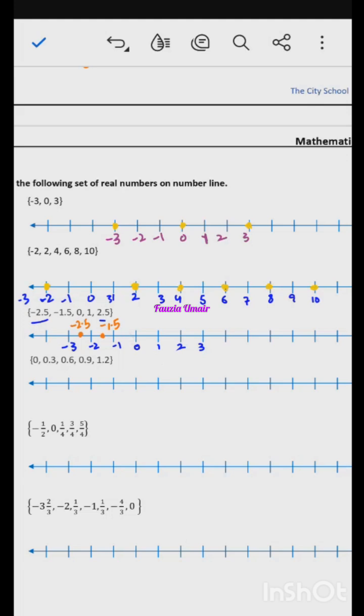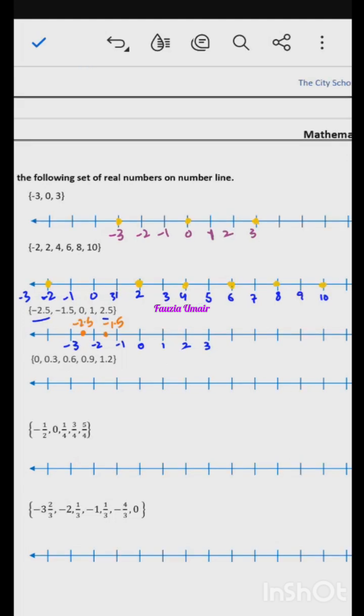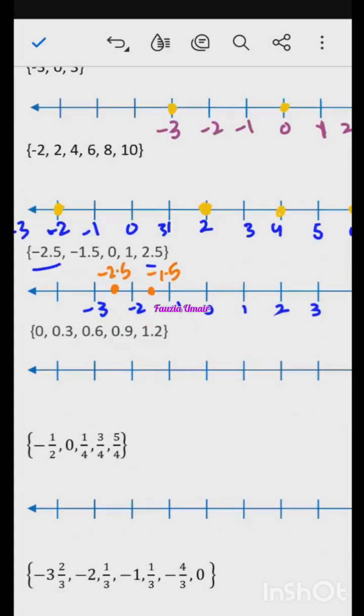Let me zoom in, I hope you can see it on your screen. Then next is 0, right? Can you see the labeling on your screens, beta? Is it clear? Then is 1. Yes, ma'am. All right. Then it is 2.5, between 2 and 3, right? So this is how you will plot the rational numbers given to you.